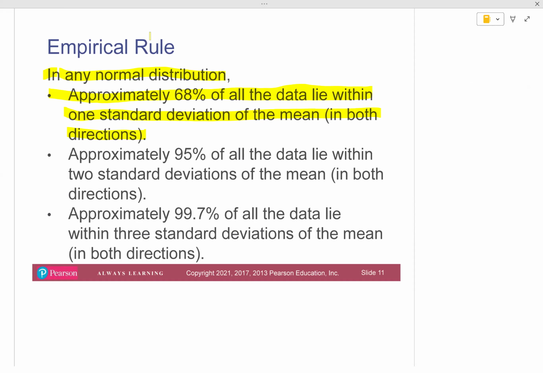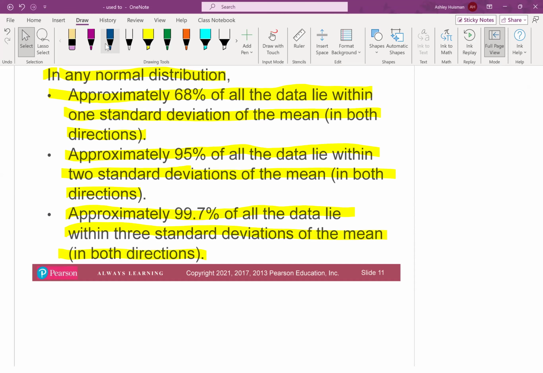Approximately 68% of all the data lie within one standard deviation of the mean in both directions. Approximately, I'm going to draw a picture here pretty soon, 95% of all the data lie within 2 standard deviations of the mean in both directions. Approximately 99.7% of all the data lie within 3 standard deviations of the mean. Okay. So what are they really trying to say here?